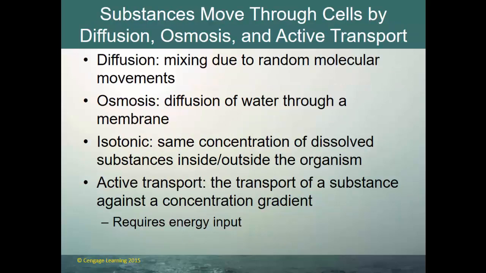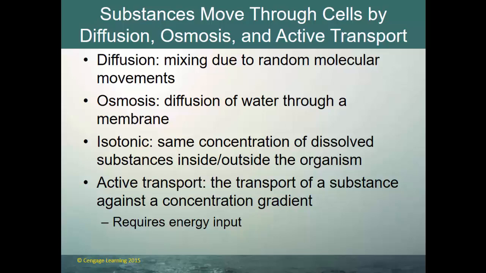So let's talk a little bit about how substances can move through cells. They move through cells three different ways: diffusion, osmosis, and active transport. Diffusion is the mixing due to the random molecular movements. Diffusion is something along the lines of a glass of clear, pure water. You put a tablespoon of salt in it, all the salt falls to the bottom, come back two days later, and all the salt will have dissolved, and the water will have an equal amount of salt throughout the entire glass of water. It will have moved through and mixed due to the random molecular movements.